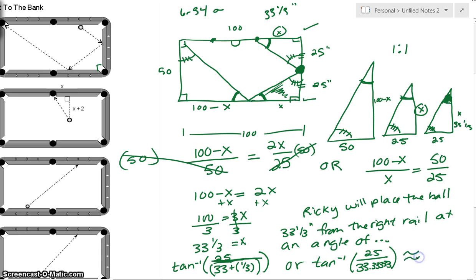And what do we get for the angle that Ricky's going to try to approximate? I've pressed the button both ways, so I'm convinced that either one works. I get approximately 36.87 degrees for theta. So Ricky will place the ball 33 1/3 inches from the right rail at an angle of 36.87 degrees. Try B.